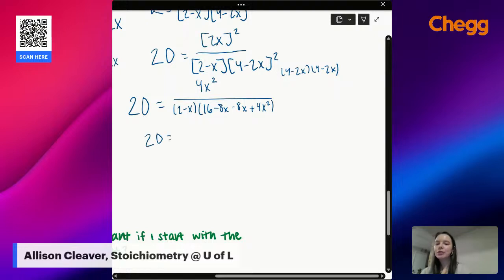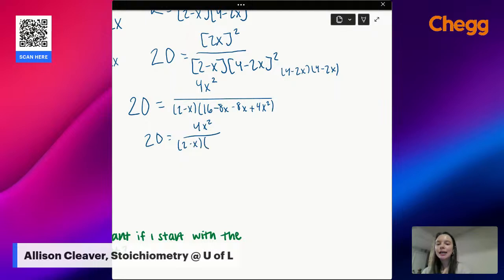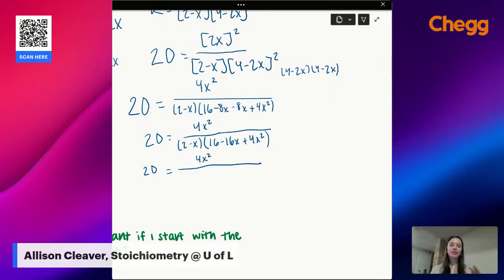We have 20 equals 4x squared. I can now make this 2 minus x, and I can make this 16 minus 16x plus 4x squared. And then I'm going to simplify one more time before I try to start solving for x. I'm going to kind of FOIL, except it's not really FOIL because I have 3 in my right, but I'm going to multiply everything on the bottom.